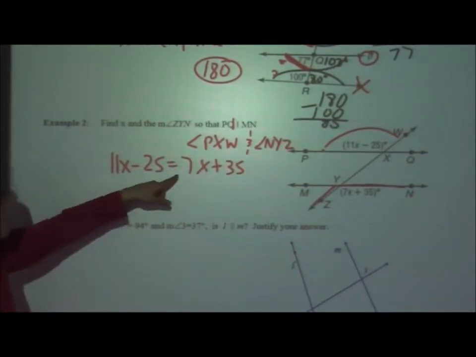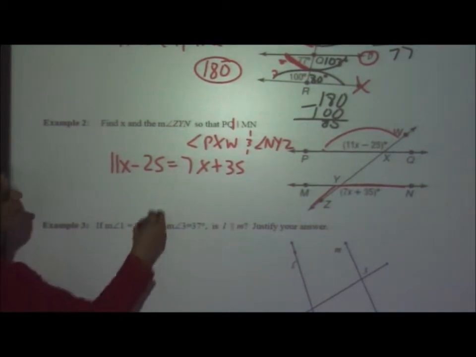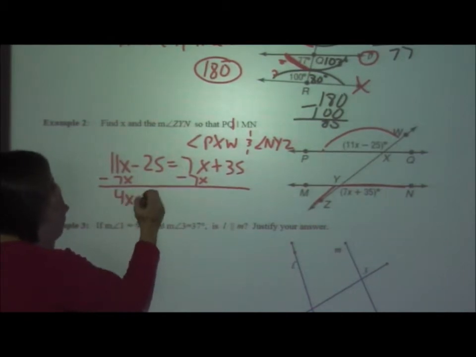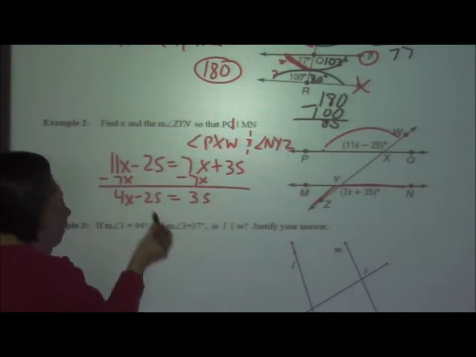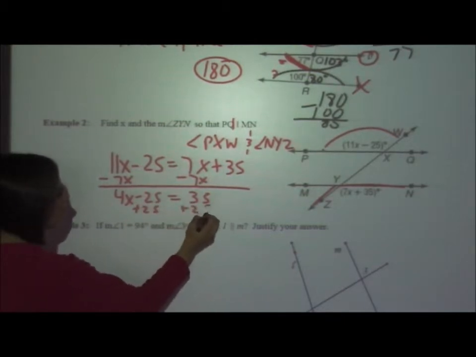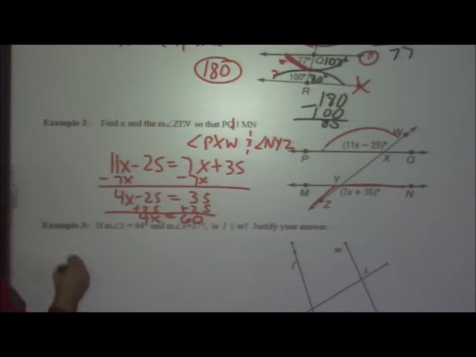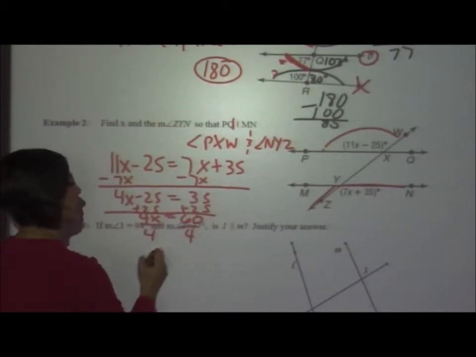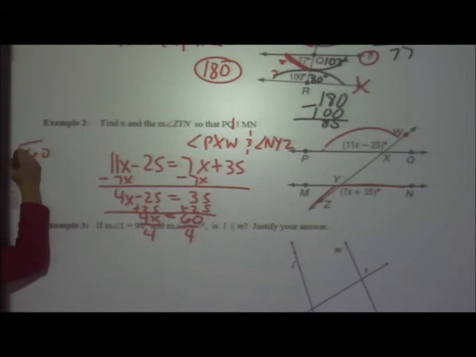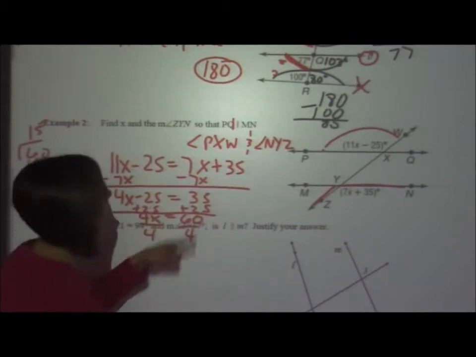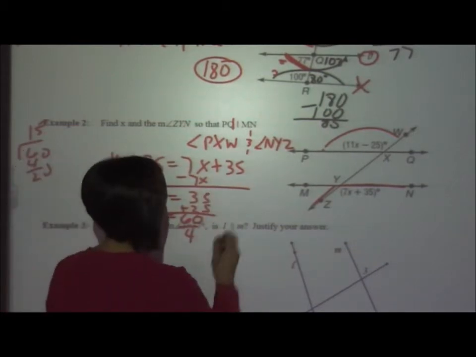And solving for x, I would subtract 7x from both sides. So I would get 4x minus 25 equals 35. I'd add 25 to both sides. So I would get 4x equals 60. I would divide by 4 on both sides. So I would get 60 divided by 4 would be 15. So x in this case is going to be 15.